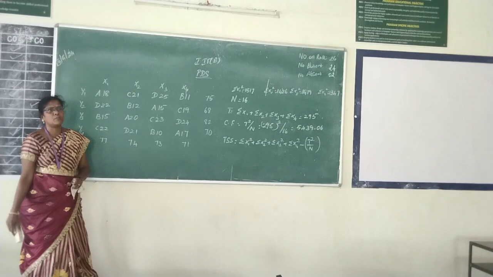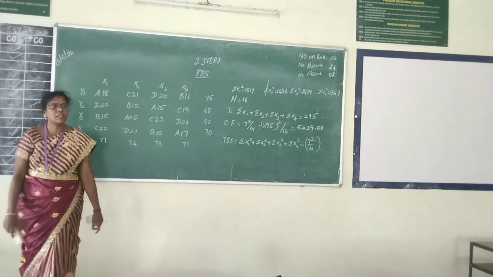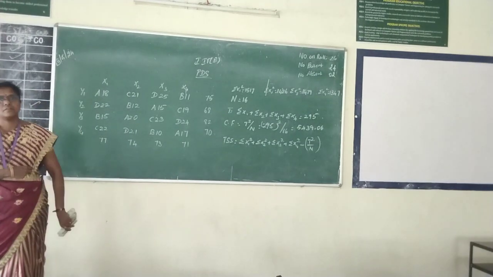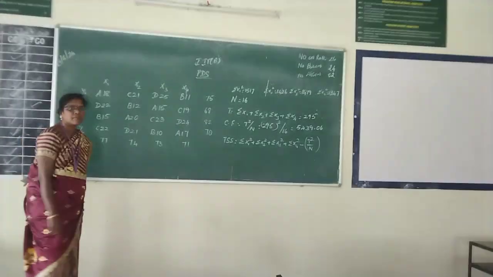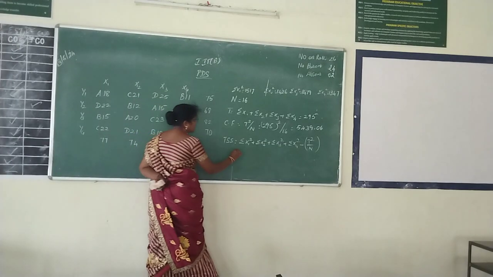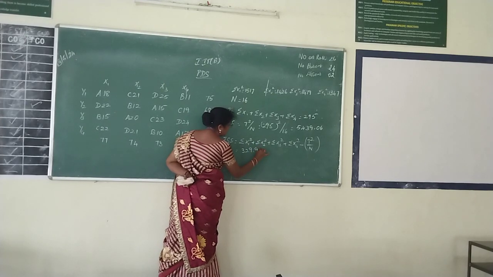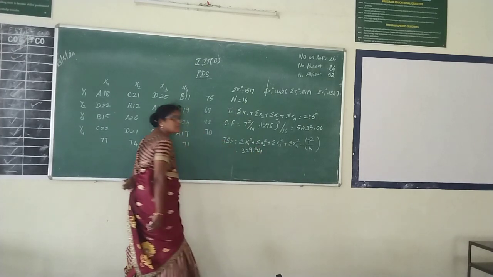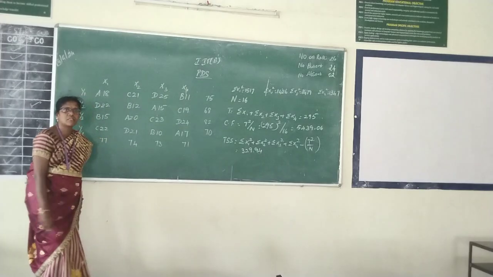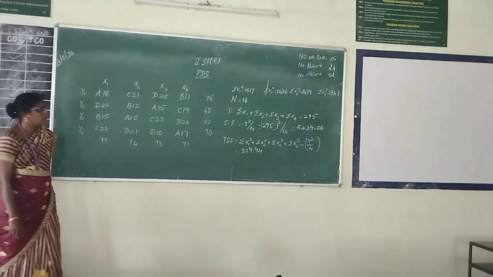Pavitra, now solve the problem or not? Where is the calculator? Simple. 329.94. Others check it. Same answers? Yes. Then go for SSC.